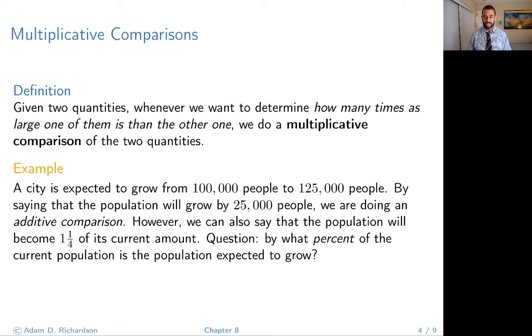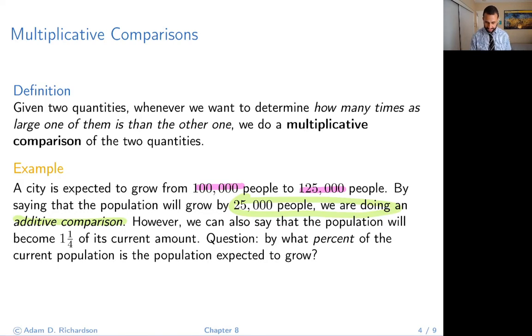Here's another example. A city is expected to grow from 100,000 people to 125,000 people. By saying that the population will grow by 25,000 people, right here, we're doing an additive comparison. So if we say the population is going to increase by 25,000 people, we're saying that you're going to add 25,000 more people to the current population, and that'll give you the new population.